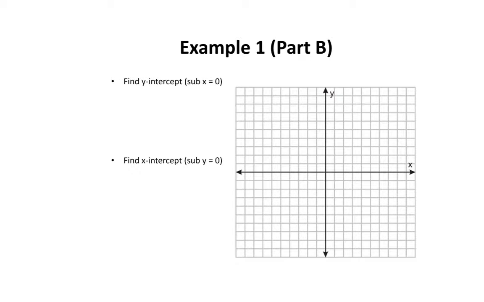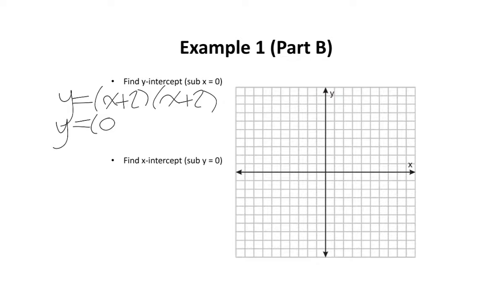In the next part of example 1, we want to graph our parabola. So let's rewrite our parabola in factored form. We just figured that out in our previous question. To figure out the y-intercept, all we need to do is substitute x is equal to 0. So instead of writing x, I'm going to write 0, and everything else stays the same.